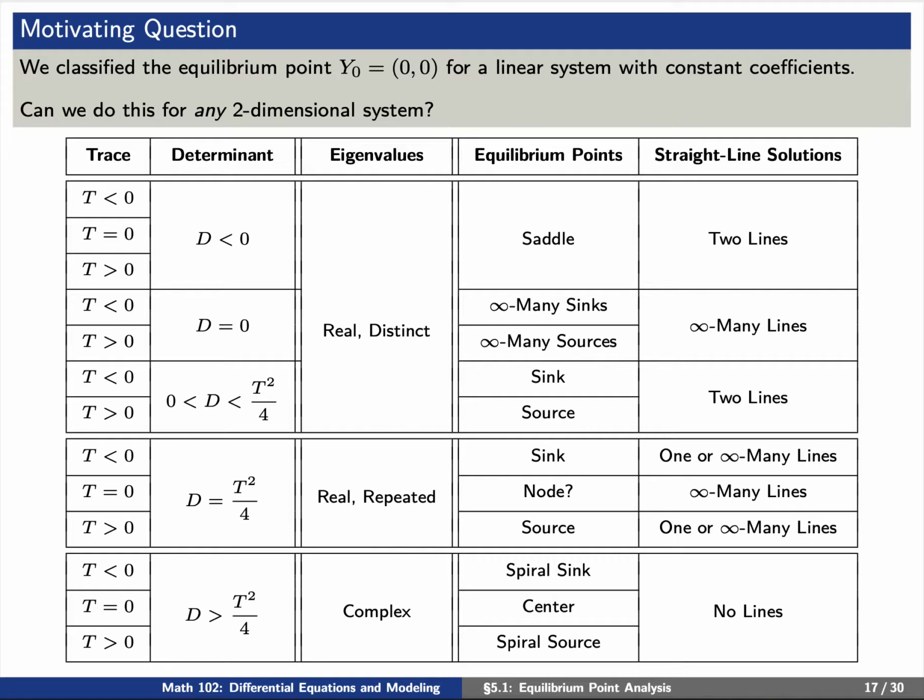Here on your screen, you can see the classification that we determined in previous lessons, where we have the so-called trace-determinant plane. If we consider the trace and the determinant, then we can determine whether we have real distinct eigenvalues, real repeated eigenvalues, or complex eigenvalues. From these, we then have classification of the various equilibrium points. Either the equilibrium points will be saddles, sinks, sources, spiral sinks, centers, or spiral sources.